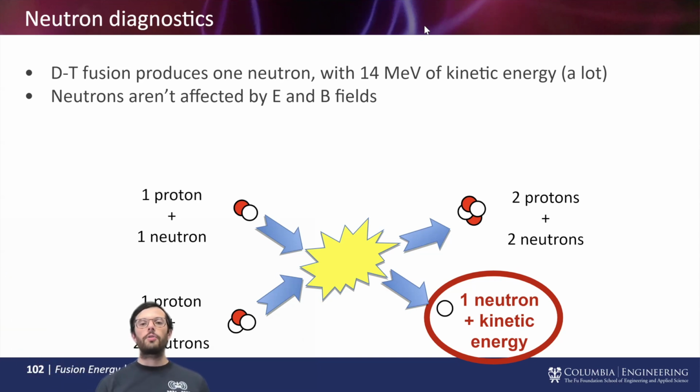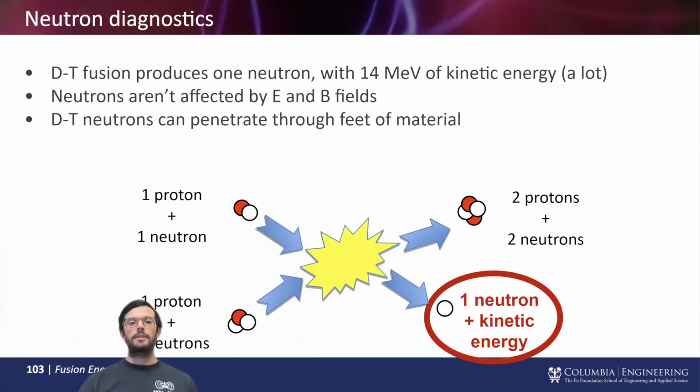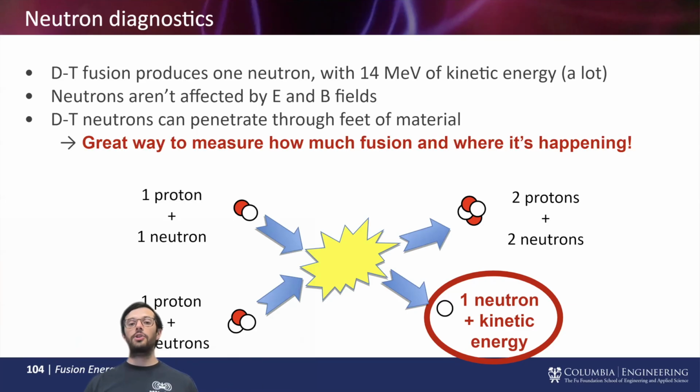And these neutrons are so fast that they will go through most materials. They'll go through metal, they'll go through concrete. You need basically either a lot of concrete or lead or something super dense to slow them down. And they can penetrate through feet of material. If you ever visit a tokamak, you'll walk around walls that are feet thick of cement to try to block these things. But what that can tell you is it can actually tell you exactly where the fusion is happening and how much fusion is happening.